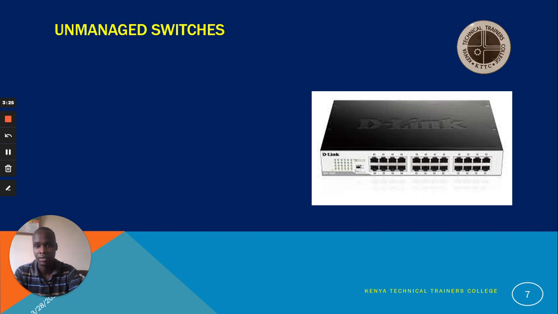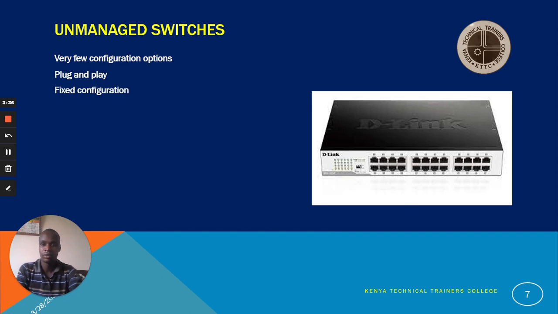Let's look at the unmanaged switch. It has very few configuration options. That's like a plug and play option. There is no configuration you need to do. Just plug in your ports and it does the configuration by itself. That's a fixed configuration. Also, there are no VLANs in this unmanaged switch. You cannot control what comes in and goes out of the switch. For example, it is a data link switch here.